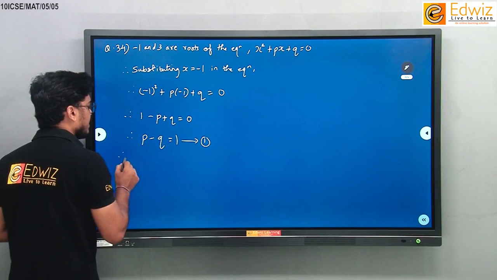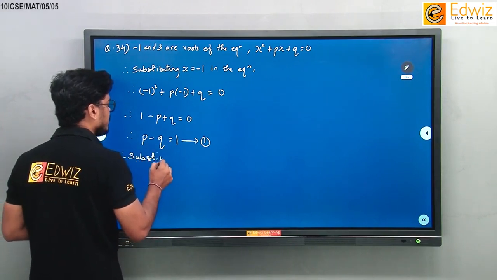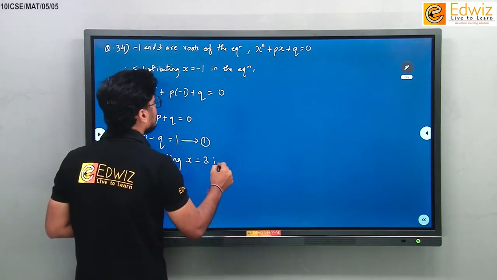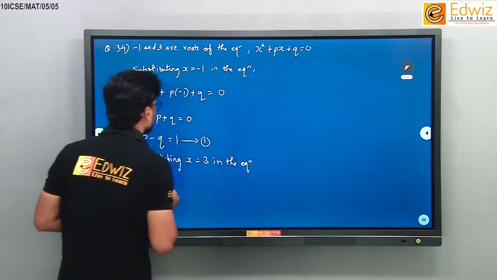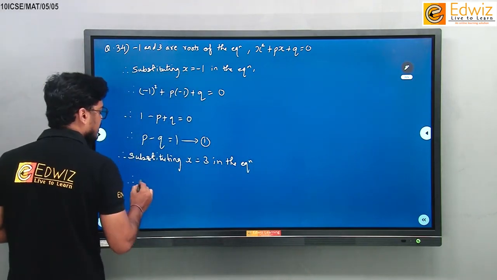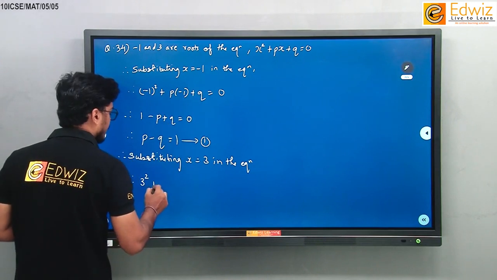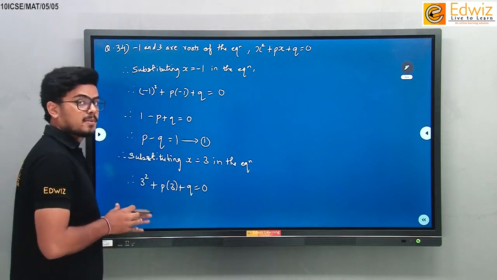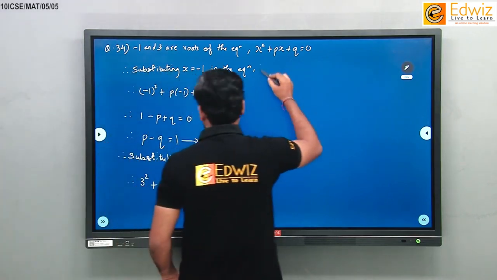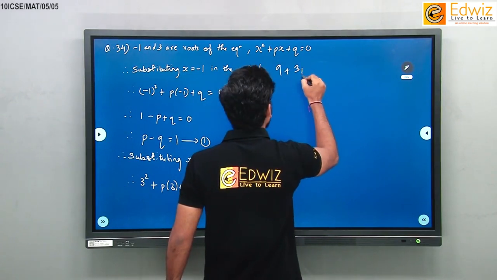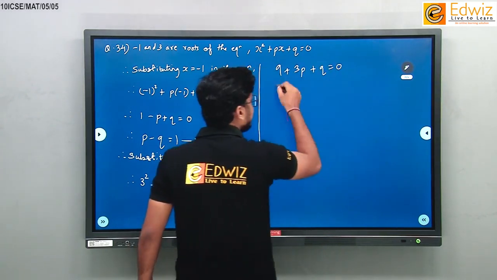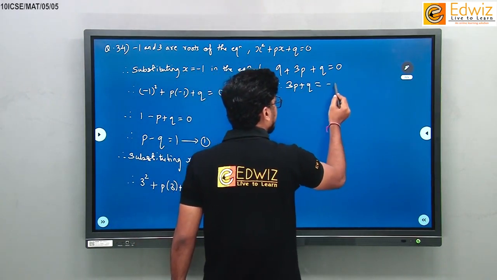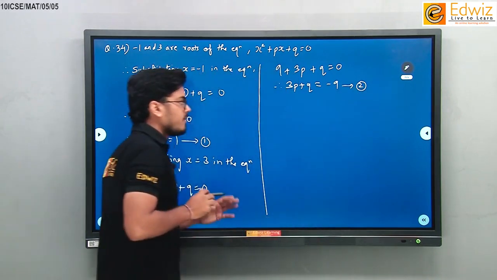Then again we will substitute the second root, x equal to 3, in the equation. So what will it become now? Therefore 3 square plus p multiplied by 3 plus q equal to 0. This becomes my equation now. Upon simplifying, 9 plus 3p plus q equal to 0. Send 9 on the other side. The second equation that we have is 3p plus q equals to minus 9.